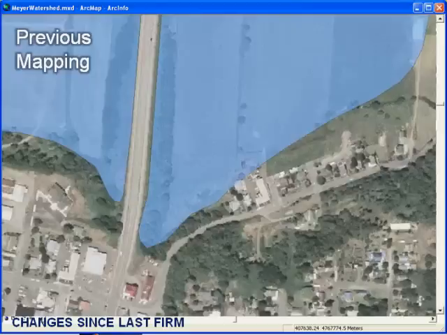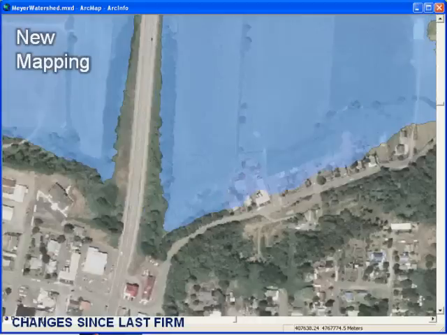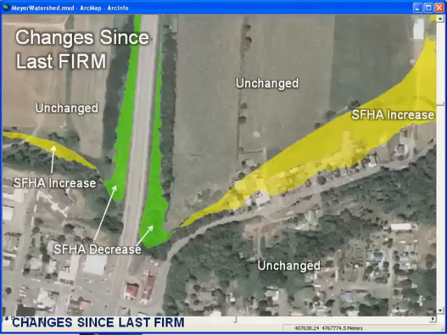So this is what the previous mapping looks like for just an example of a given area. Next slide shows the new mapping for that same area. What the changes since last FIRM does, it actually shows you where there's increases and decreases in the floodplain. Now, this is something that certainly interests the public, because if they're in or out of the floodplain, it would have a lot of impact on whether their flood insurance changes or not through time.